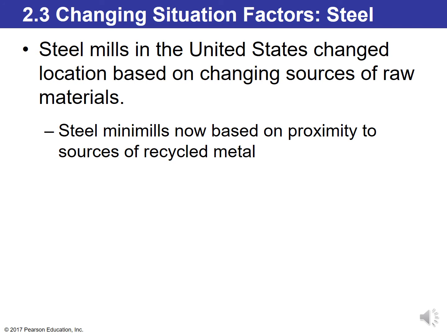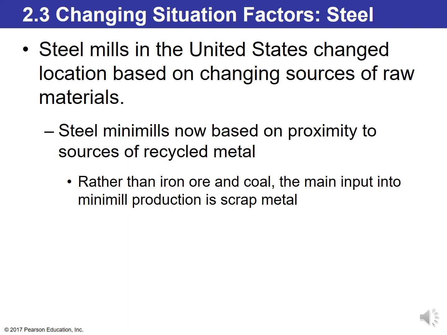And so instead of having just a couple of steel mills that are located near iron and coal, they have a bunch of steel mini mills that are located near scrap metal. And scrap metal is widely available. So this is something where they can be located near their main input, which is the scrap metal, but also near their customer. And so this is actually a cheaper way to produce steel.